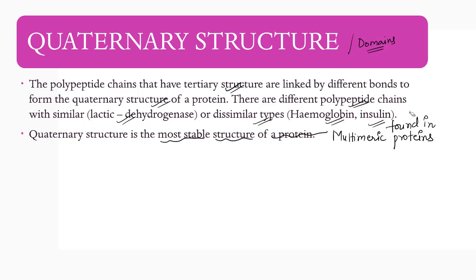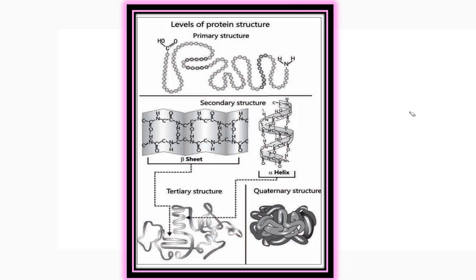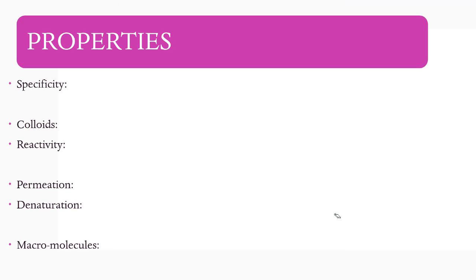Now, what are the different properties? These are the levels of protein structure: primary structure, secondary structure, already explained, tertiary. This is the quaternary structure. You can see the quaternary structure. Properties. The very first property is specificity. Specificity means each species has certain specific proteins not found in the others.